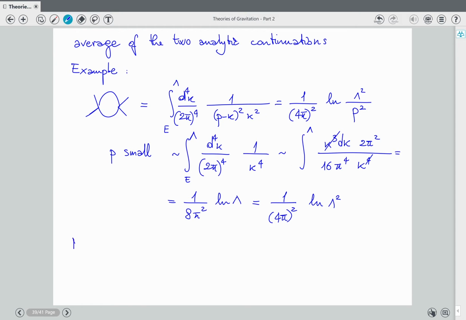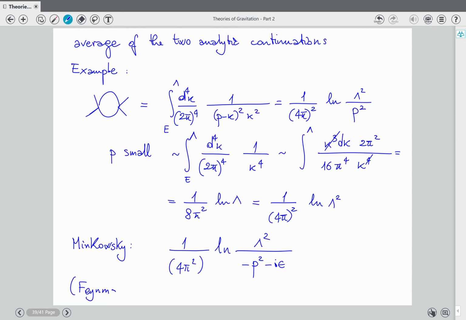That's in the Euclidean. In Minkowski you just make the Wick rotation. P squared becomes minus P squared, but in the Feynman prescription, when you have P squared, you rotate from above. And if you rotate from below, you get the complex conjugate. Which means minus or plus.